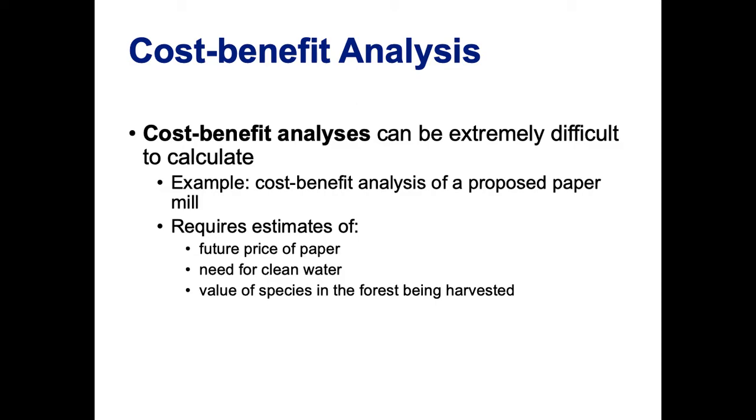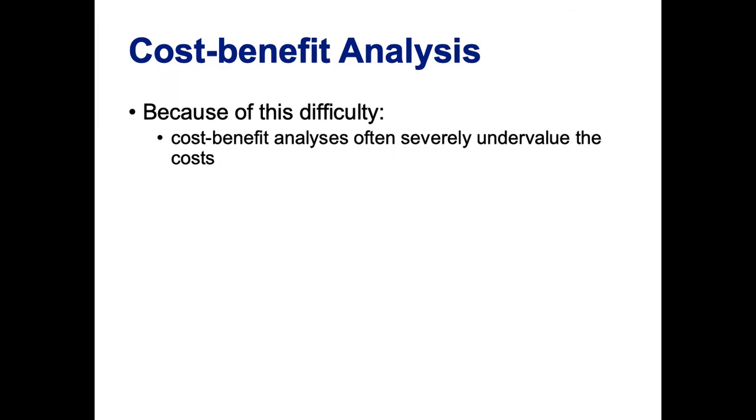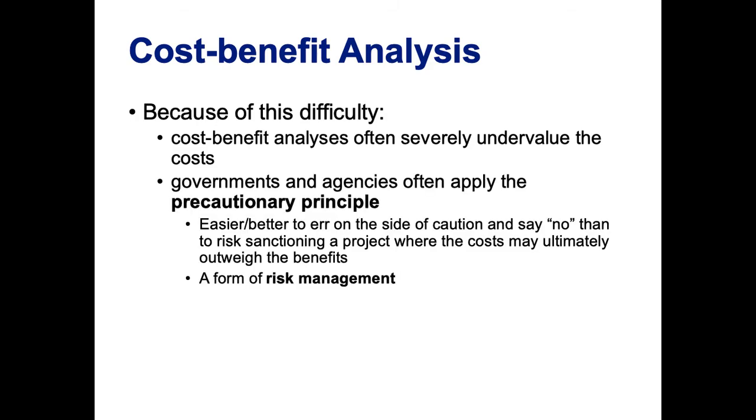And cost-benefit analyses can be really difficult to calculate. An example here, if you did a cost-benefit analysis for a proposed paper mill, to do this, you would have to estimate the future price of paper, the need for clean water, and the value of the species that live in the forest that's going to be harvested. And it's difficult to decide what to use as an estimate for things in the future. It's also difficult to put a monetary value on the need for clean water, for example. Because of this difficulty, it's really common for these analyses to undervalue some of the costs.